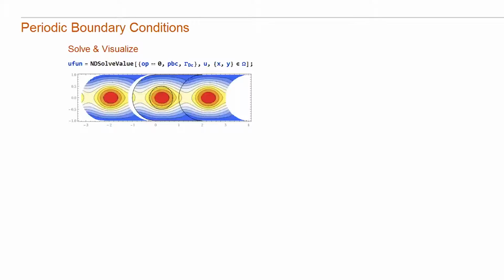When we solve this with NDSolve, we proceed as before. We specify that the operator is equal to 0, give it the periodic boundary condition and the Dirichlet condition, specify the dependent variable, and x and y are part of the region. In the picture below, you see several of those regions connected together to show the periodicity of the solution.